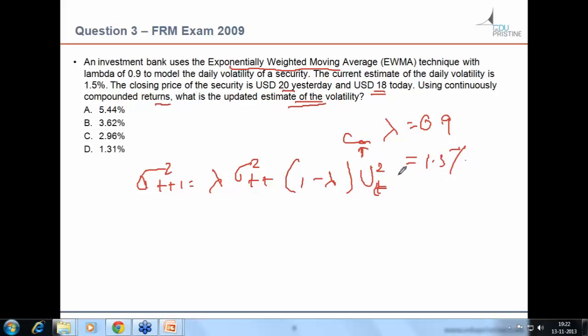The closing price of the security was 20, and the price of today is 18. So this way you get the returns. But they want it continuous, so we take a log normal of this. If you take out the log normal, what is the value you get after this? You get a value of 10.53%. I think this is very clear to everybody.